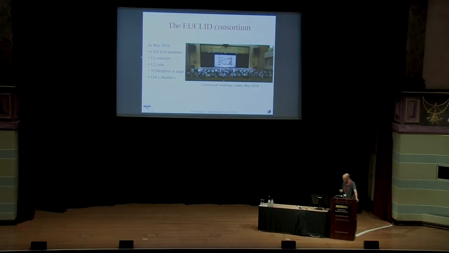So consortium meetings require big rooms. As you can see, typically consortium meetings gather about 400 people. This is probably the largest consortium for an astronomical project today.